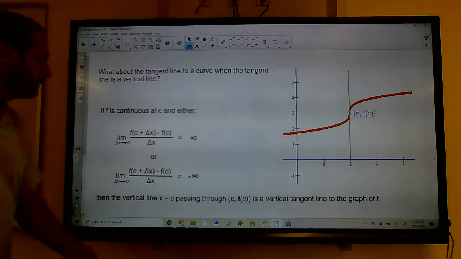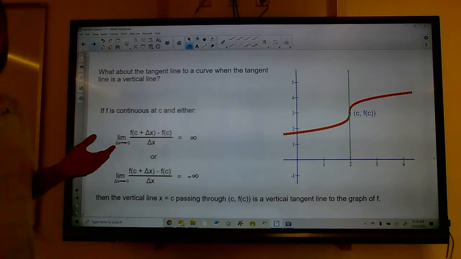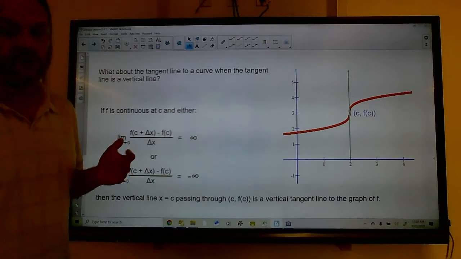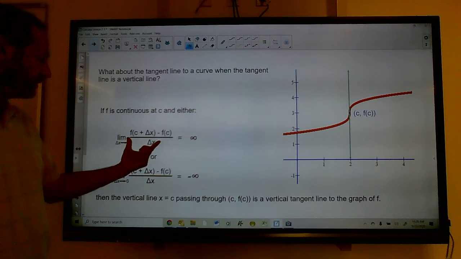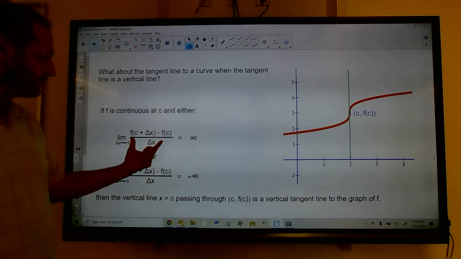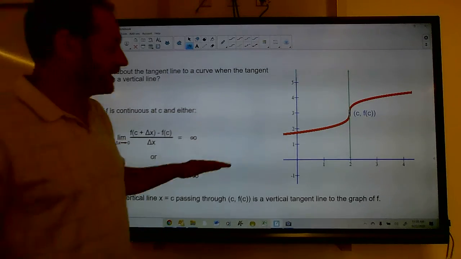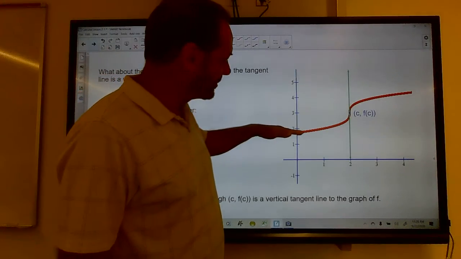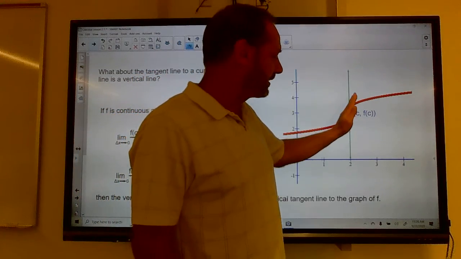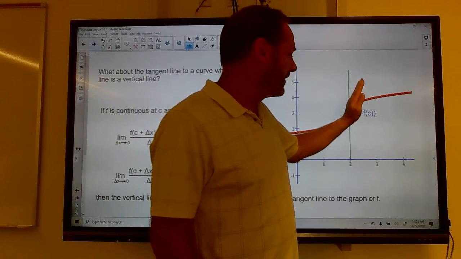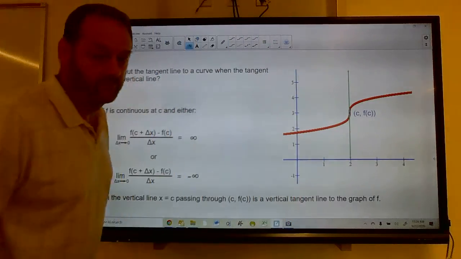Okay. Now, of course, there's always weird cases. So what about a tangent line to a curve when the tangent line is a vertical line? In that case, when I do the slope formula, my derivative is going to be infinity, or negative infinity. Okay, so this has a positive slope. It's not very big, but it's getting bigger and bigger, and now it's infinite. And then it's getting smaller and smaller, but it's still positive.